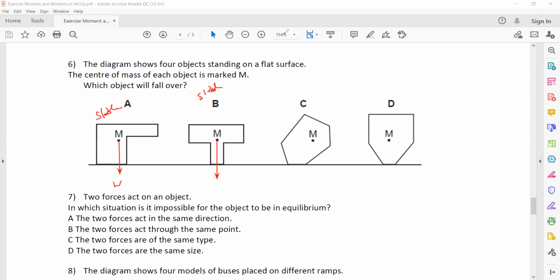But when you check C, it is not passing through the base of the object. So what happens to this object? This object will flip, or this object will topple. And option D, when you show the direction of the weight, it is passing through the base. So with weight passing through the base, the object will be stable. If it is not passing through the base, the object will be unstable, or the object will topple.